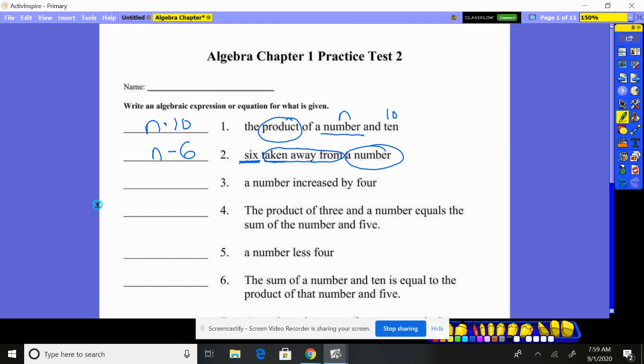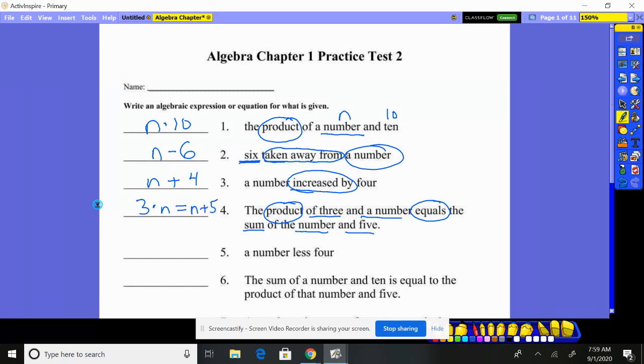Number 3, a number increased by. Increased by means added. So you have a number and you increased or you added 4 to it. Number 4, product. Product means multiplication of 3 and a number. So we have 3 times a number equals. Okay, so we have an equal sign. The sum, what does sum mean? Sum means addition of the number and 5.